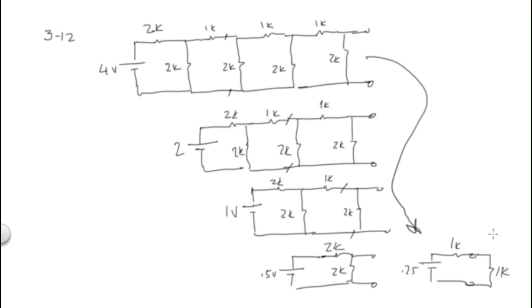So the voltage would be 0.25 times 1 over 2, or 0.125 volts. What would be the current? Well, it would be 0.25 divided by 2K, or 0.125 milliamp. And those are our two final answers: 0.125 volt and 0.125 milliamp. Okay, those are our answers.